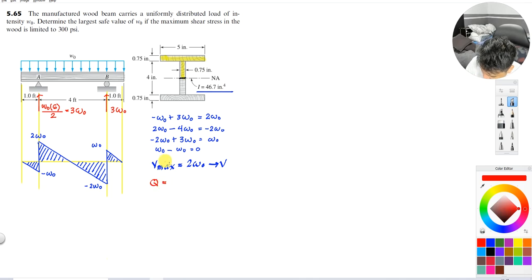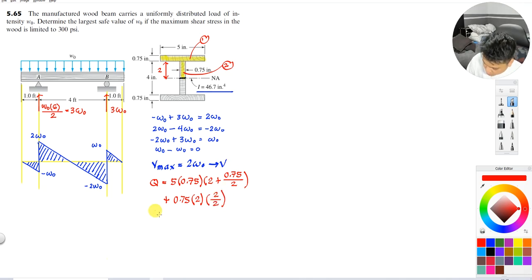So Q. I will have area 1 and area 2. Area 1 is 5 inches multiplied by 0.75, and its moment arm is half, from here to there, so you can have it as 2 plus 0.75 all over 2. Then plus the second area, which is 0.75 multiplied by 2, and its moment arm is 2 all over 2.